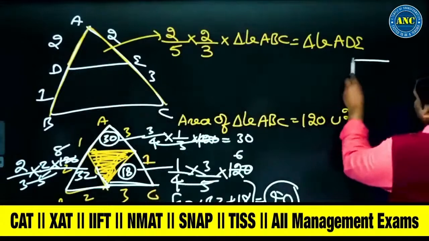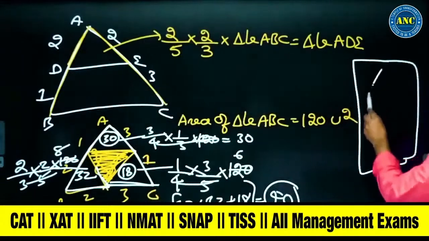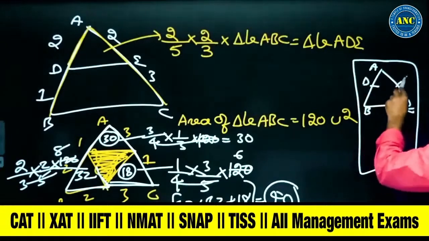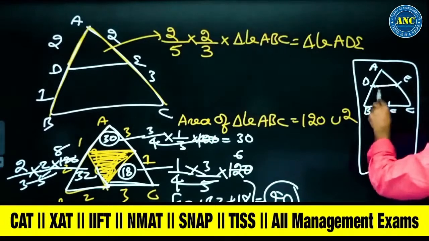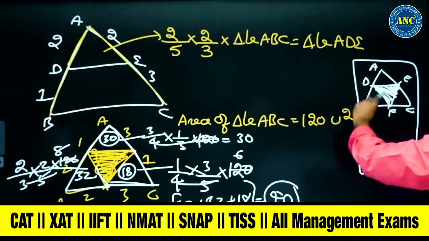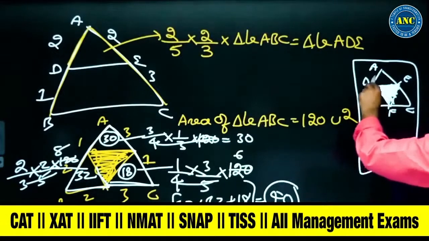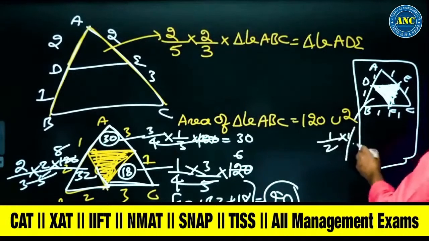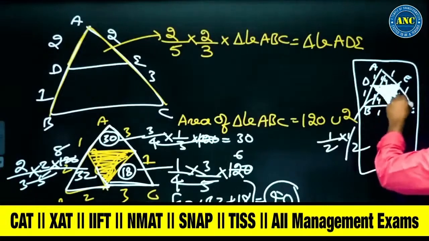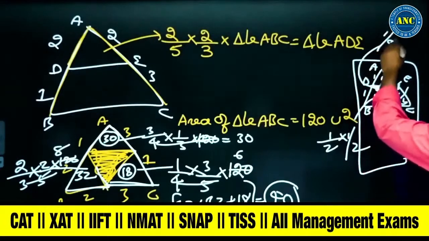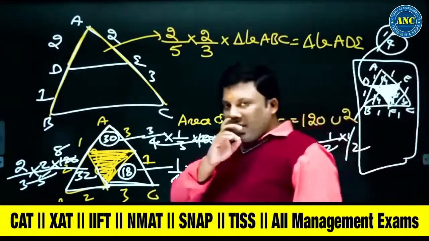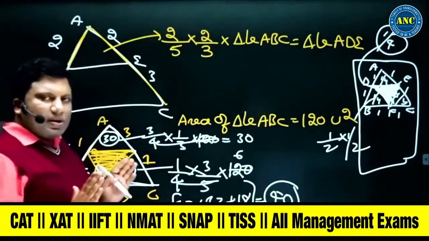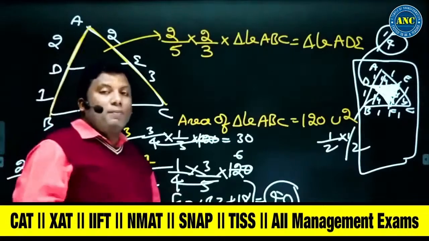That is the reason. There is a proof: area of a triangle formed by joining the midpoints of the sides of a triangle. If I want this shaded region, with midpoints marked, what will be this side? 1 part out of 2 parts, 1 part out of 2 parts, 1/4, 1/4, 1/4. Area of a triangle formed by joining the midpoints of the sides of a triangle is 1/4 the total area of the triangle. I hope the concept is very clear. This kind of ratio application is very important.